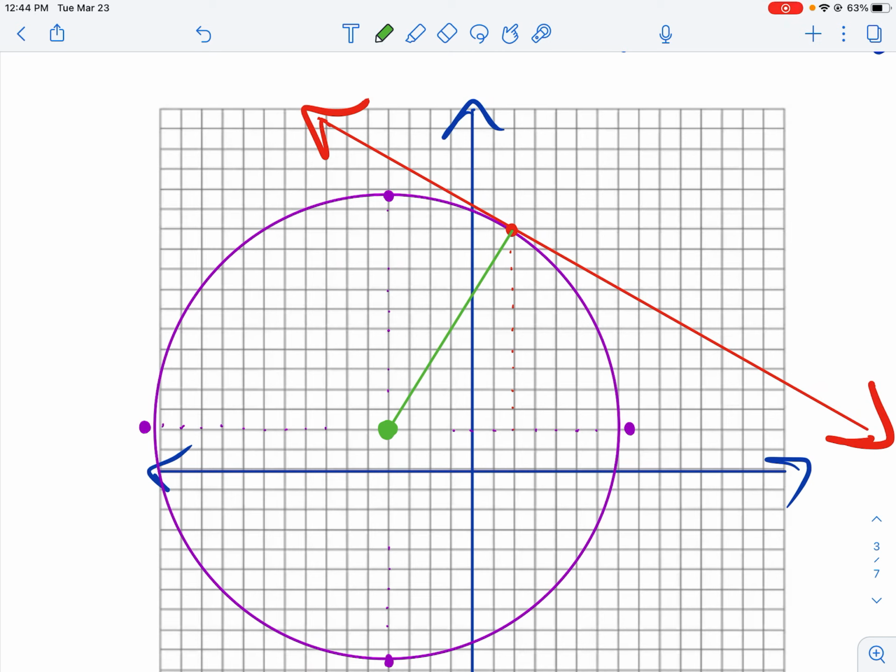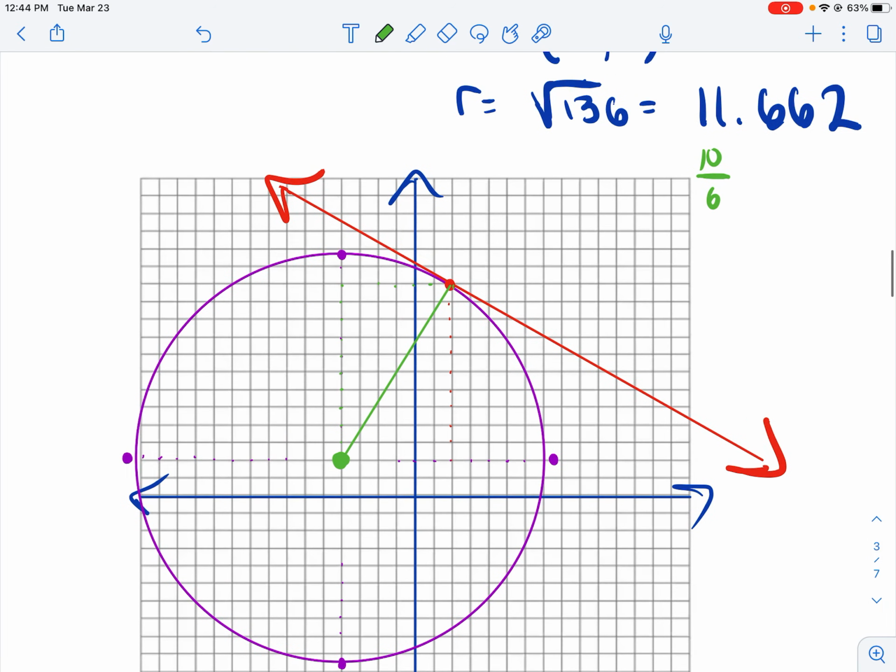So a couple ways we could go about this. I could just count up to this point. So 1, 2, 3, 4, 5, 6, 7, 8, 9, 10. So up 10, and then over 1, 2, 3, 4, 5, 6. Right, up 10 over 6. So if I were to simplify that, that would be up 5 over 3. Let's see if that works. 1, 2, 3, 4, 5. 1, 2, 3. 1, 2, 3, 4, 5. 1, 2, and 3. Okay, so I'm satisfied.